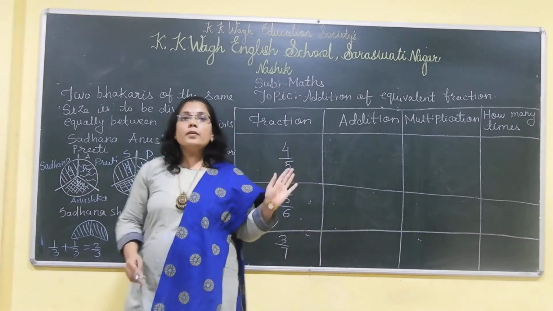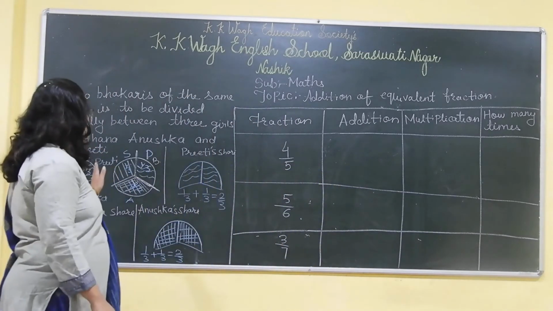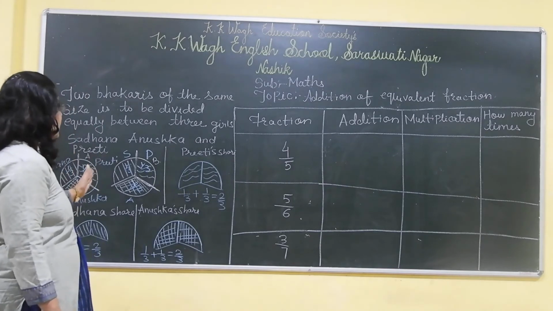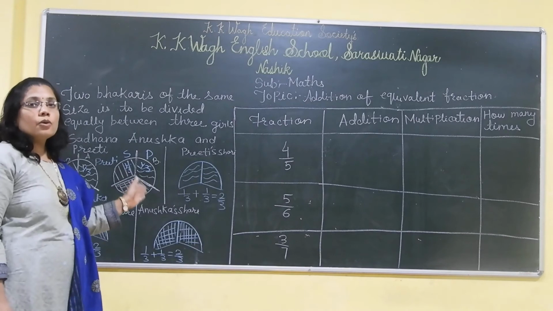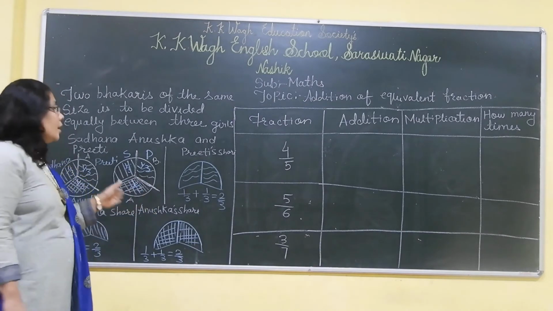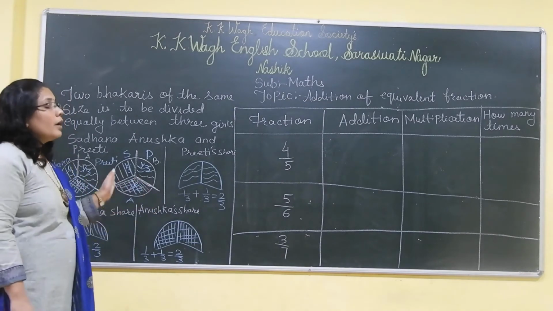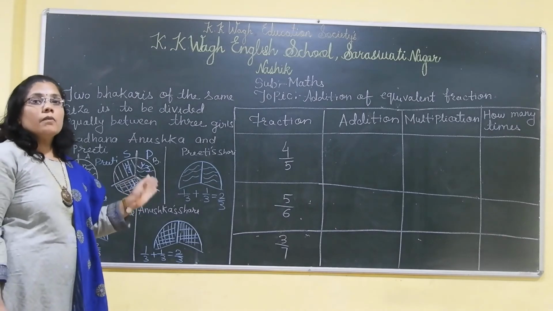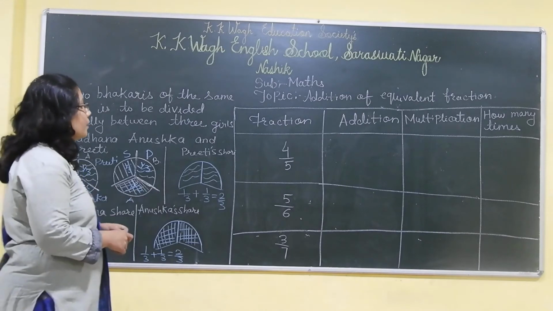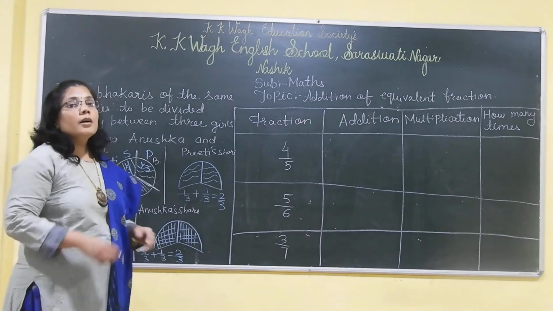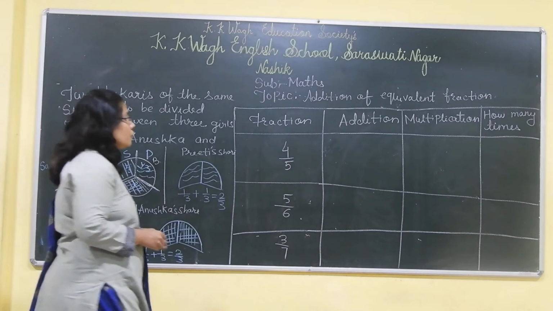So these are equivalent fractions, and we are dividing equal bhakris into equal parts. When we add these parts with equal denominators, it is called addition of equal denominator or equivalent fractions. Okay. Now we will see how to add the numbers of equivalent fractions.